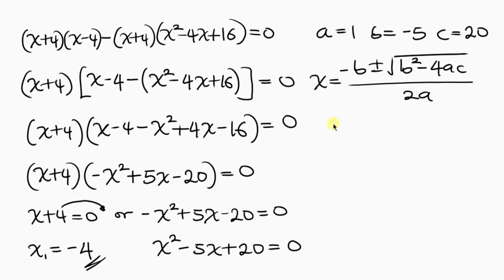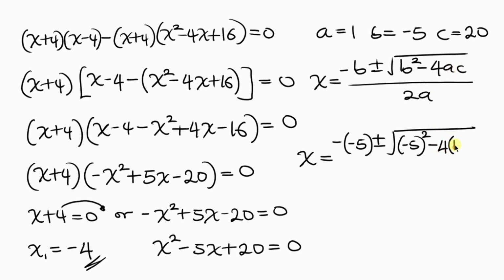So now let's substitute here. So we have x to be negative b. So negative b is negative 5. So I'm going to be putting that inside of a bracket, plus or minus the square root of b squared. So that is negative 5 squared minus 4 times a times c. So 4 times a is 1, times c is 20. All over 2 times a, that is 2 times 1.